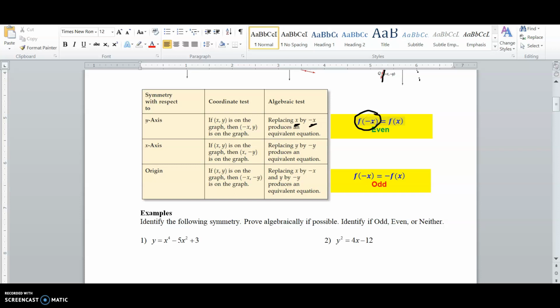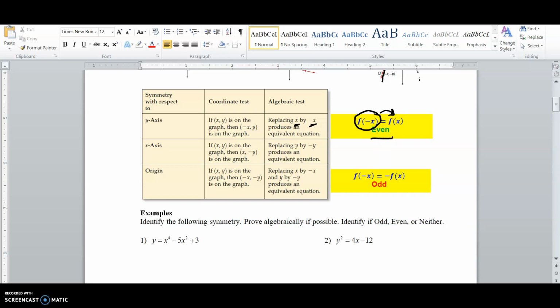The question is, once we do that, can we massage the equation and manipulate things to a point where we can reduce the now negative x substituted function and get back to our original f of x? If we can do that, if every sign gets flipped back to its original signage and everything looks the same, then we have an even function.